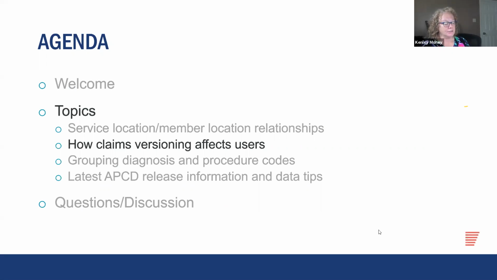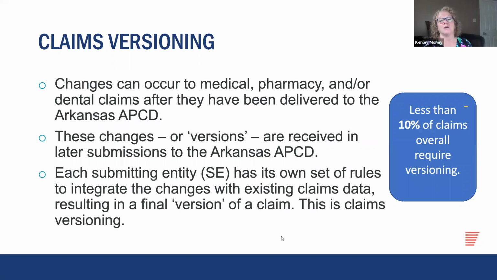I'm going to take this section. It is one of my favorite things. The section's called How Claims Versioning Affects Users, and we're going to talk about claims versioning. And let's talk about some nomenclature here. Some processes call it updating, some call it adjudication, but in Arkansas APCD, we use the term versioning, and it means to replace an older claim with a newer version of the claim if a change is made.